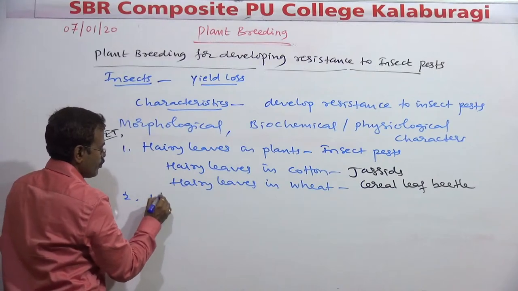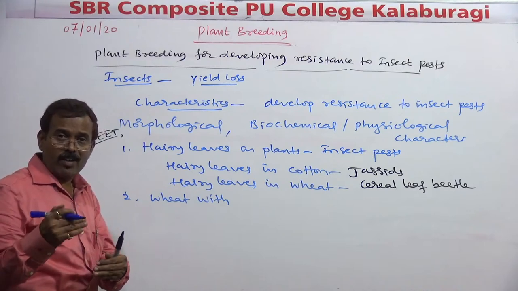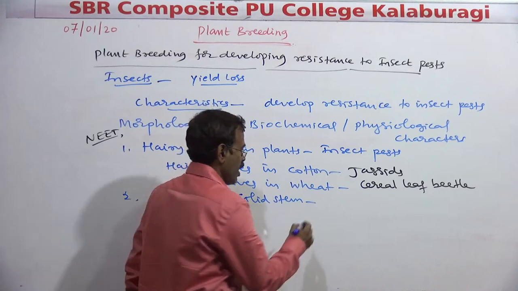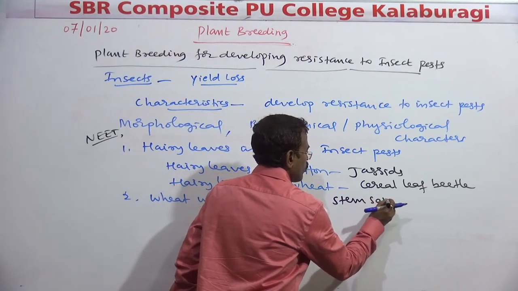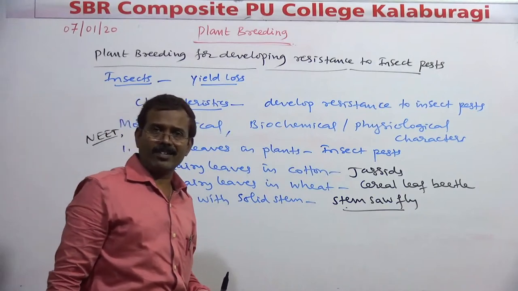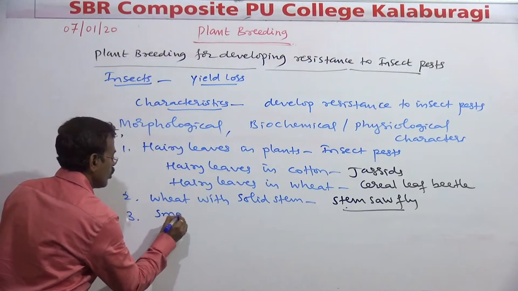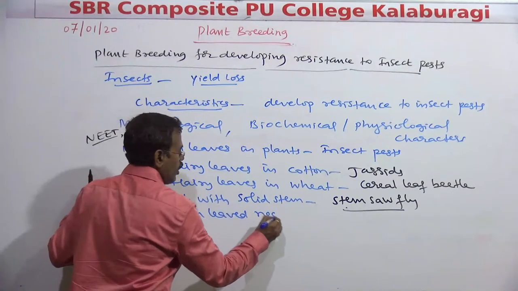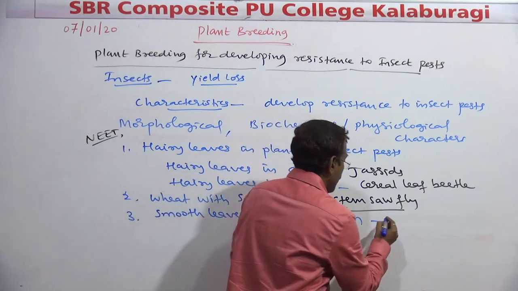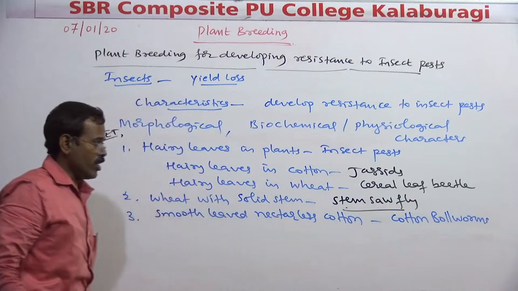Wheat with solid stem is not easily attacked by the stem sawfly. Then the next character, smooth-leaved nectarless cotton variety, does not attract cotton bollworms, which cause extensive damage to the cotton.